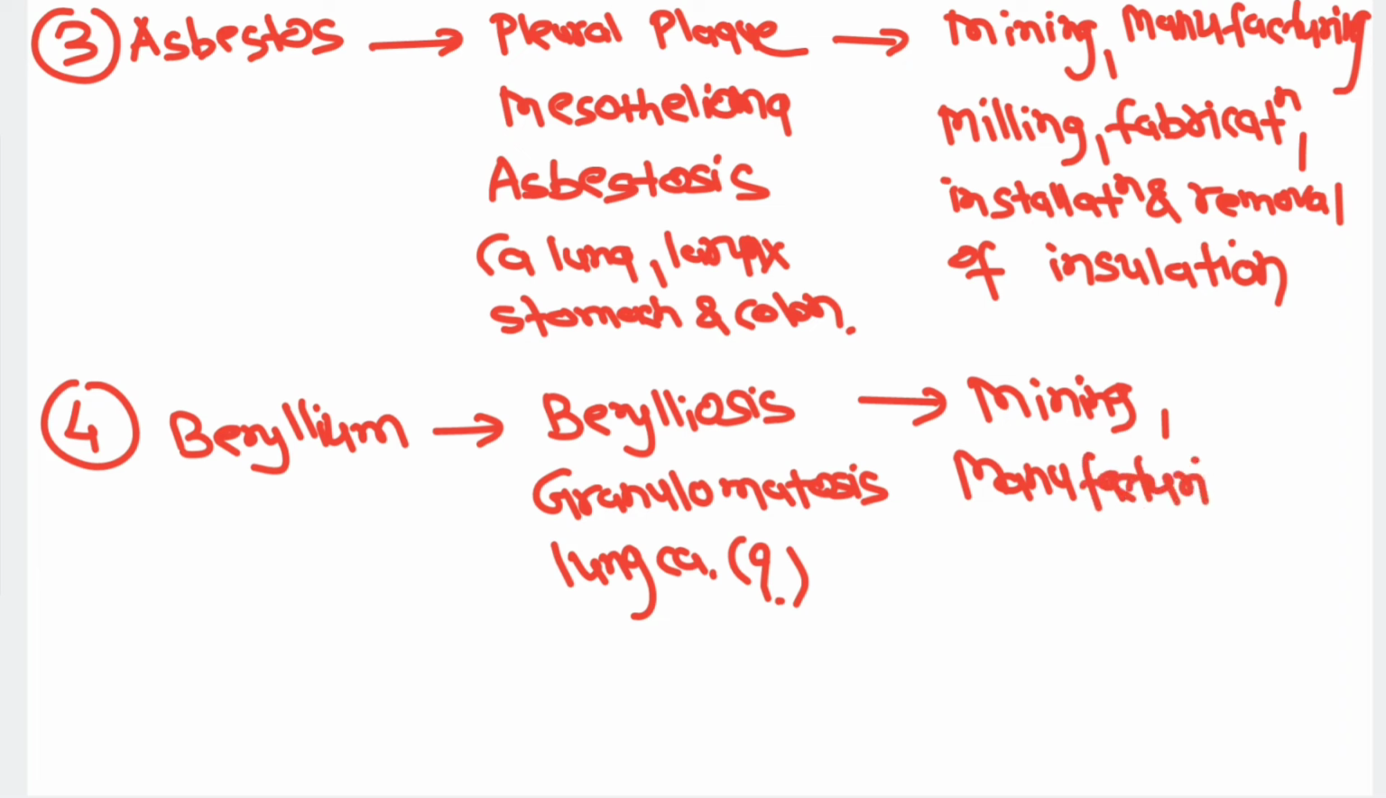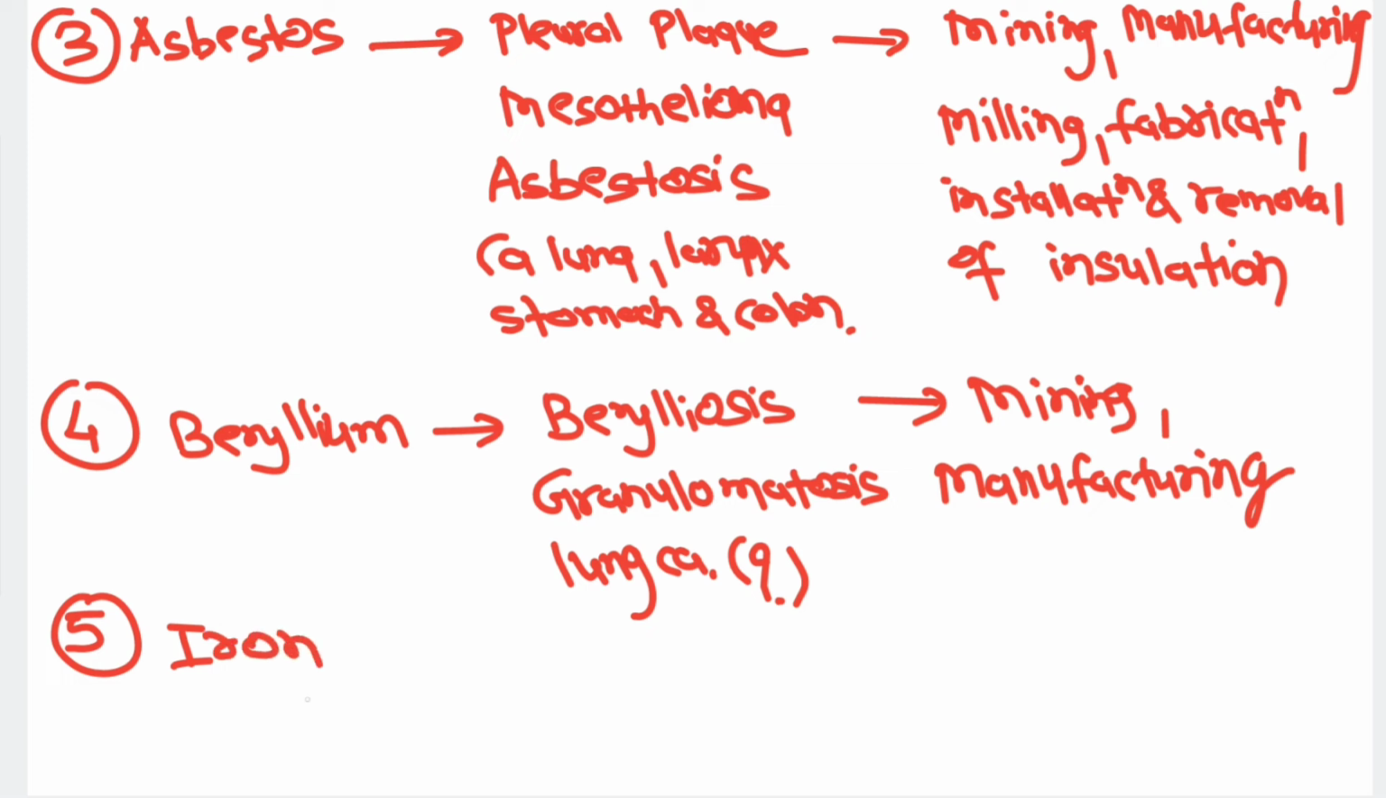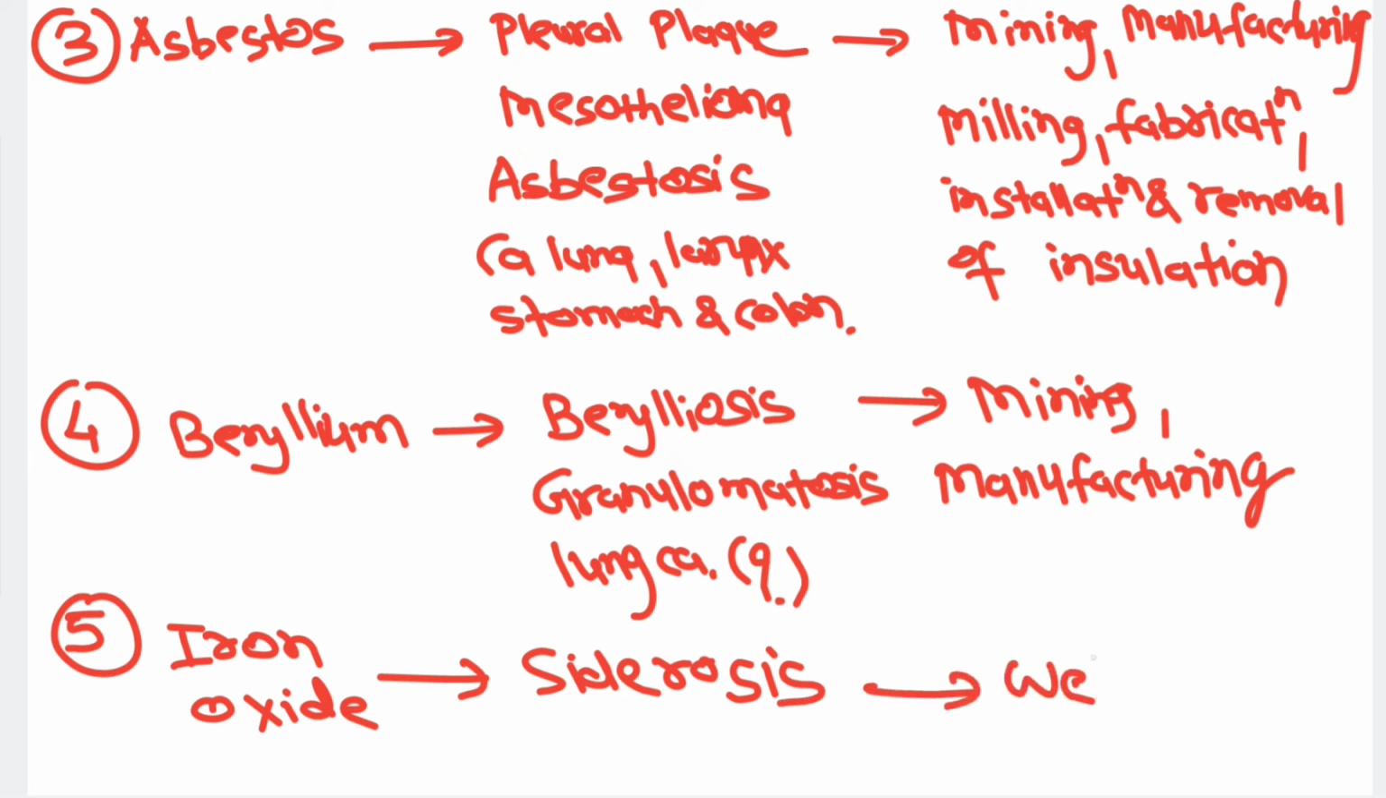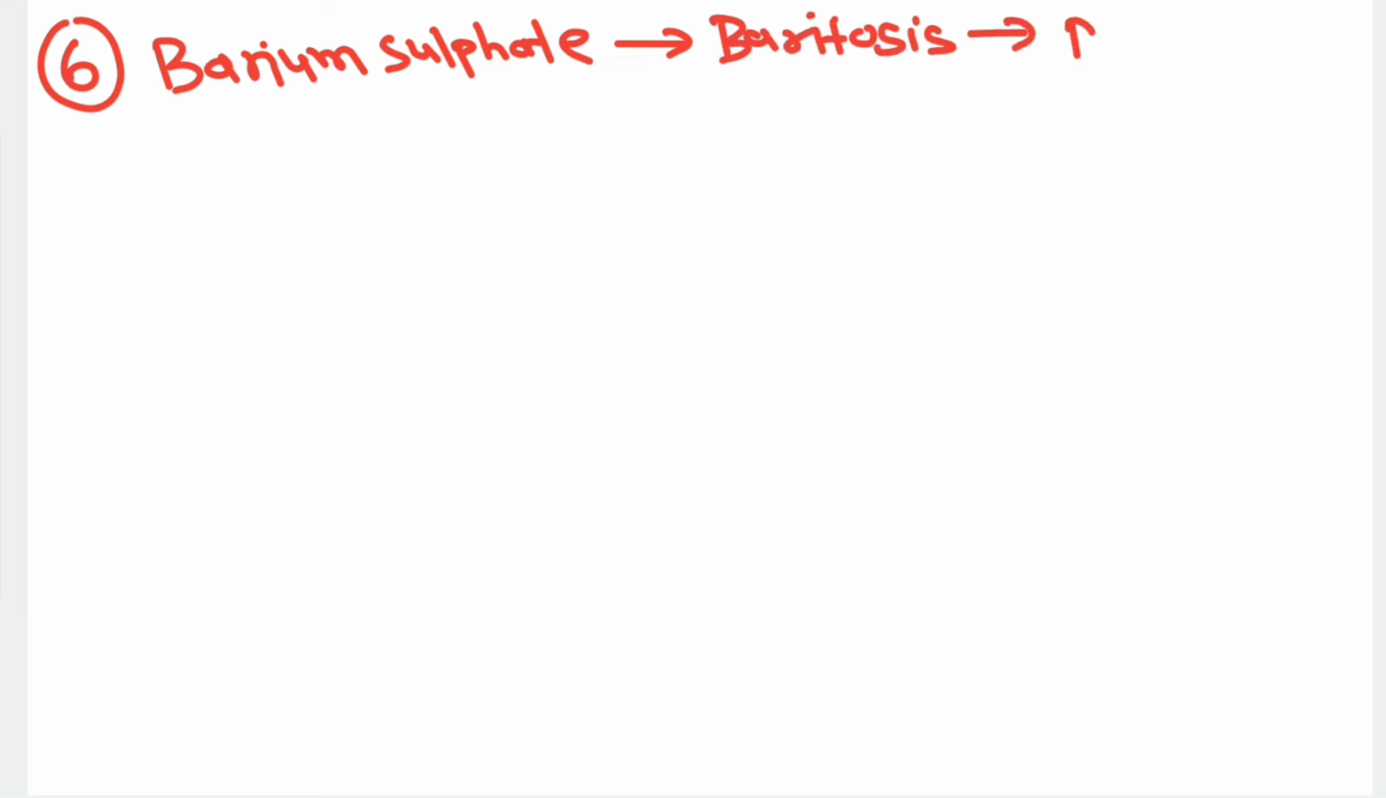All right. The fifth mineral agent is iron oxide, which can lead to development of siderosis, and exposure is by the welding work. The sixth example is barium sulfate exposure. It can lead to development of barytosis, and the exposure is by the mining.